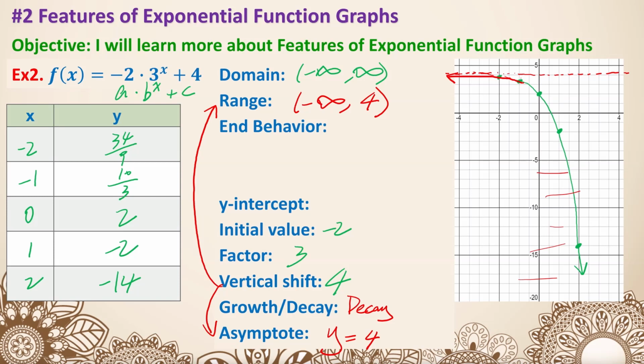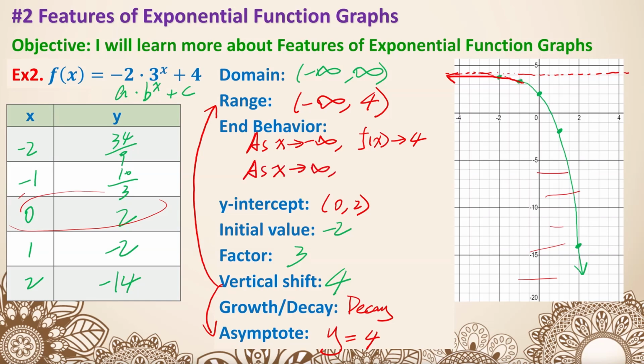As for the y-intercept, it's in your table when x equals 0. That point is 0, 2. And behavior: as x approaches negative infinity, on the left side it is not going over 4, so f of x approaches 4. Next, as x approaches infinity, f of x keeps going down to negative infinity. That is example 2. Now let's move on to example 3.